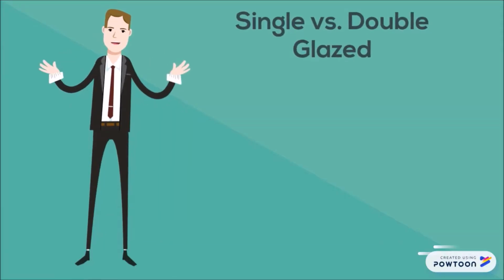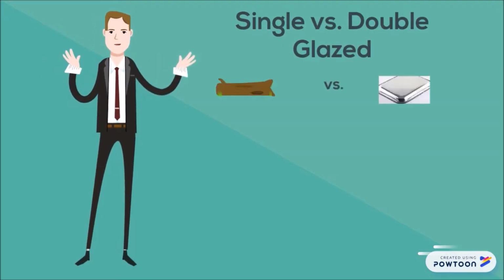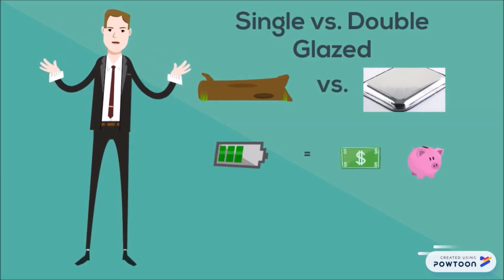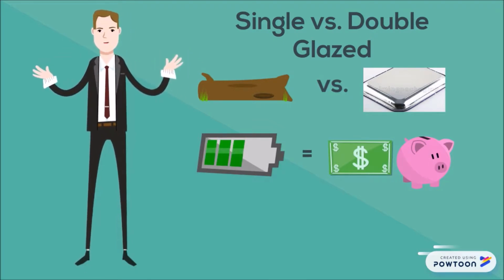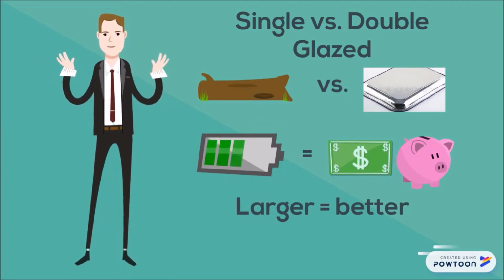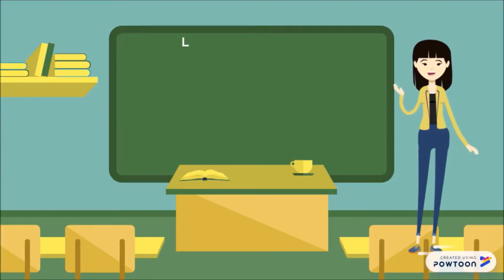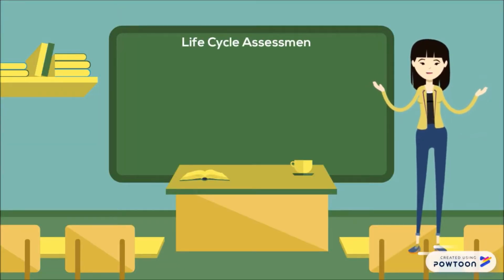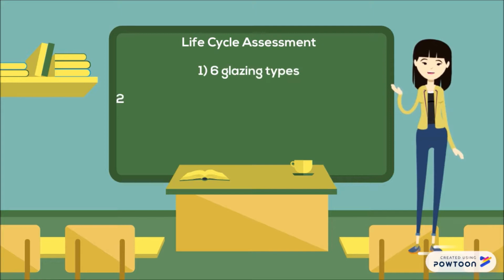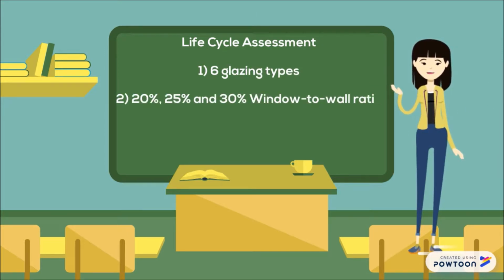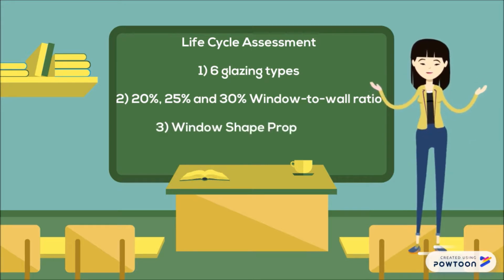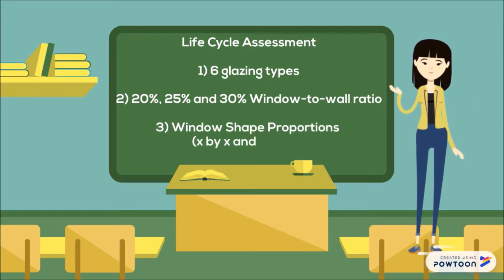Is double glazed better than single glazed? Are wood frames really more efficient compared to aluminum? Does this cheaper window option provide better long-term energy payback? Are larger windows better? With all these in mind, a life cycle assessment and operational energy use analysis was done on 6 glazing types, under 20%, 25% and 30% window-to-wall ratio, and 2 window shape proportions.